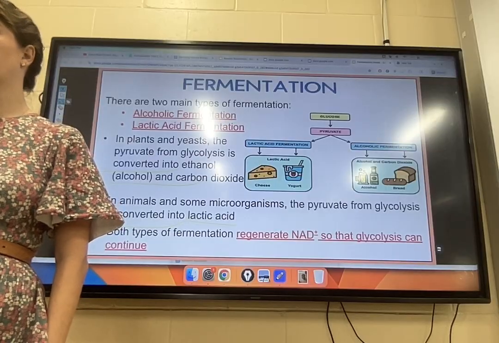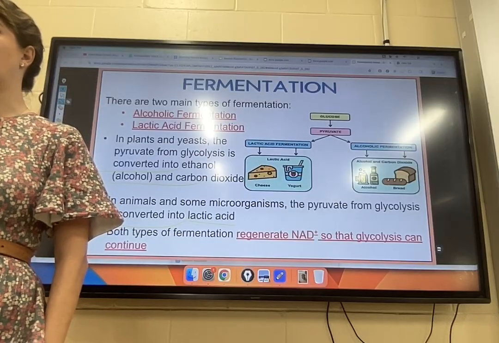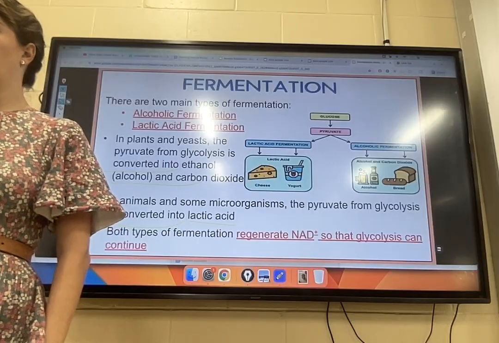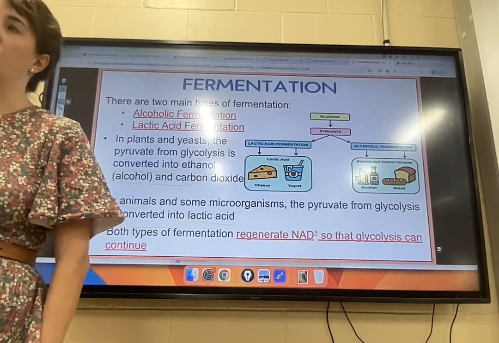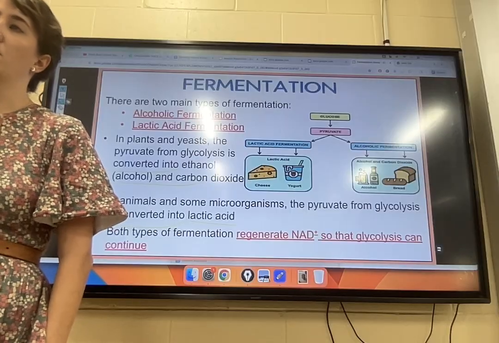But what is it breaking down? What is being broken down in that? Lactic acid. Lactic acid is a 3-carbon molecule. It's just the name of that molecule.